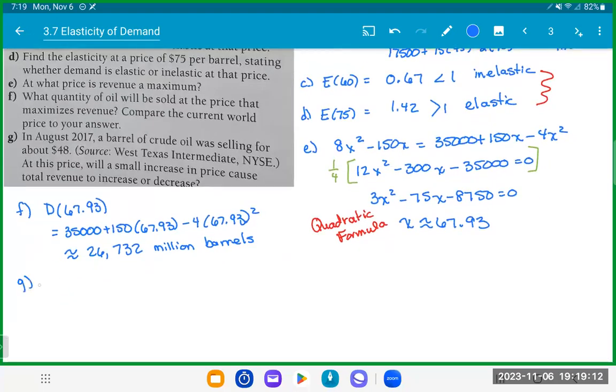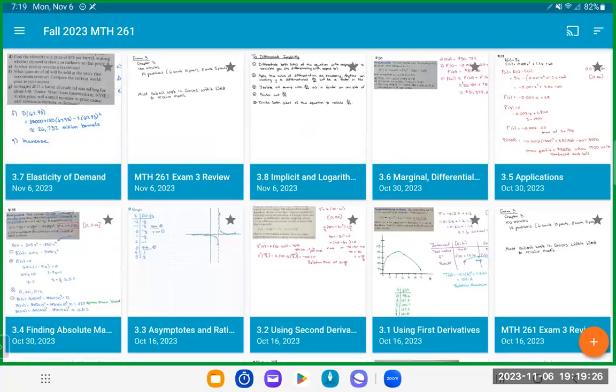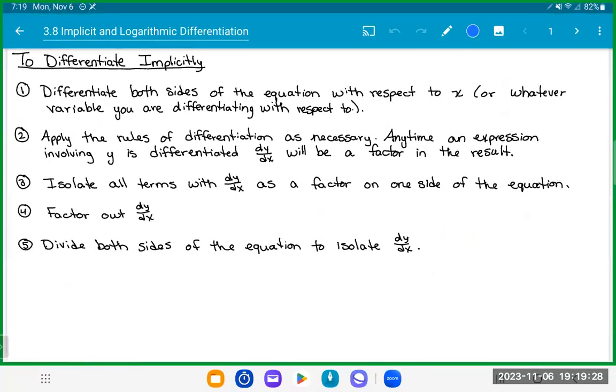Questions? All right. So that takes care of chapter 3, section 7. What we have left in this chapter is section 8. This section, again, like the previous one, isn't too long.